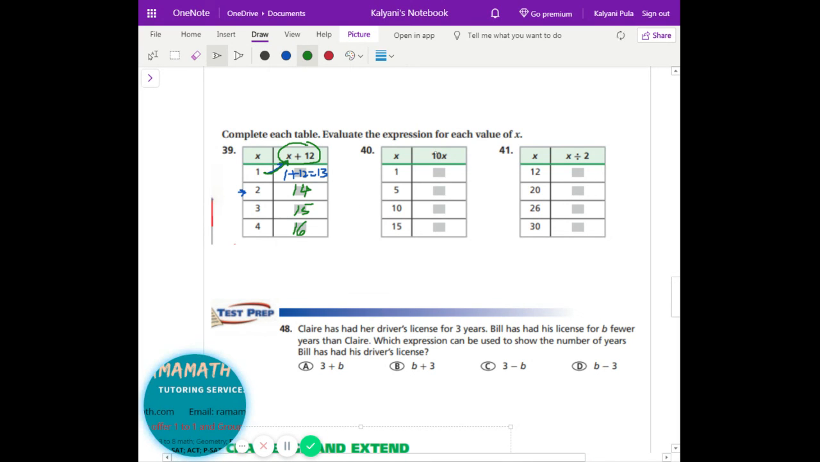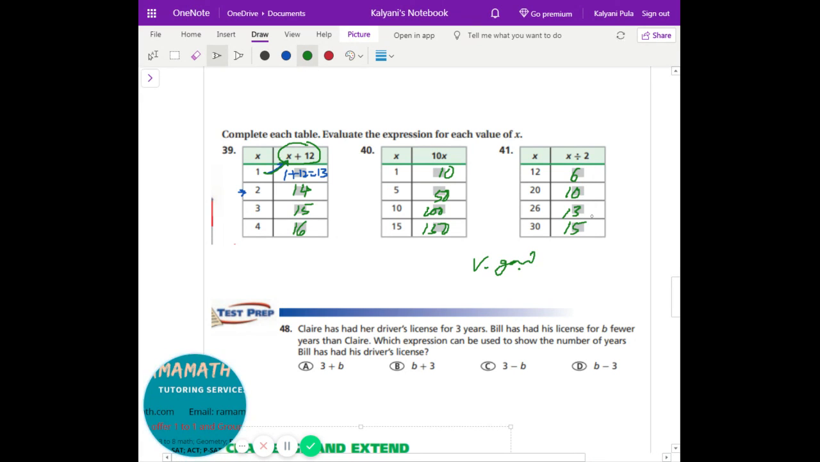Now, this one says 10x. What does that mean? Oh, I get this. Okay. 10x times 1, that's 10, 50, 100, and then 150. Good work. How about the last one? Some x divided by 2. The answer for that one is 6, 10, 13, and 15. Good job. Very good. I like that.